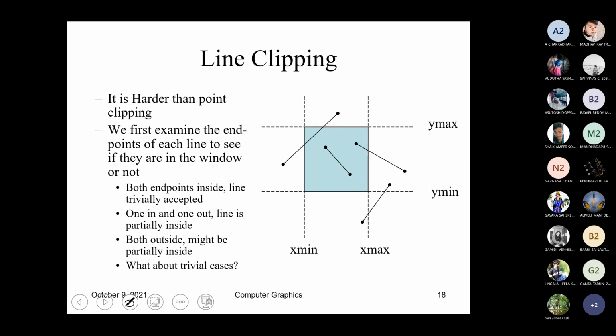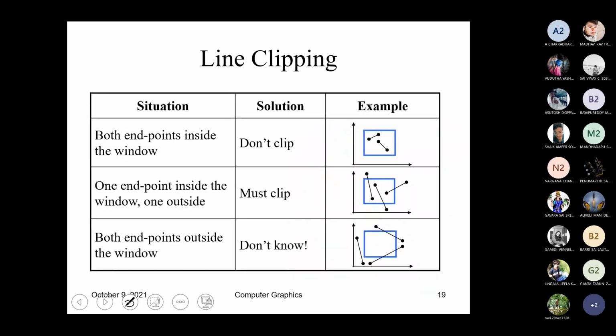So what trivial cases should we consider? Both points are inside, so you will accept. In this case, we will reject. In this case, partially we are accepting. Even in this case, partially we are accepting. Clear? So how to perform this?